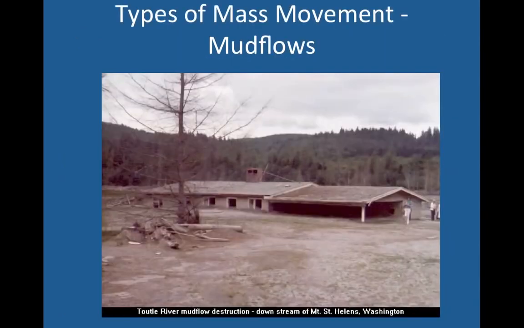Mud flows happen when you have sediment that's largely liquid, so it's mixed with a lot of water. And then it can move very, very quickly and be very destructive. And this picture actually shows mud flows that were caused by the eruption of Mount St. Helens. So when that volcano erupted in the 1980s, the volcanic ash mixed with a lot of water and slid downhill really rapidly. And here you can see an area that was buried by that mud flow. And then later it dried out and you're left with the destruction.